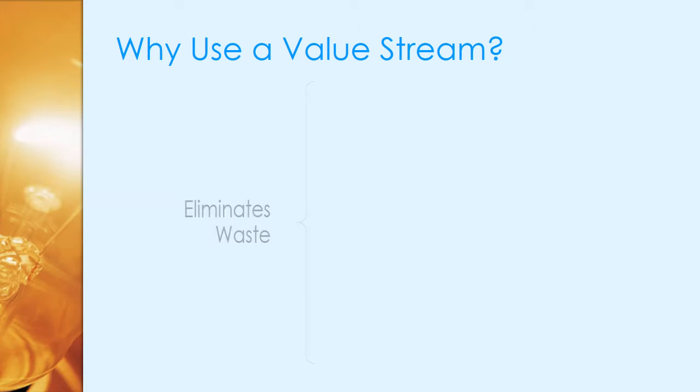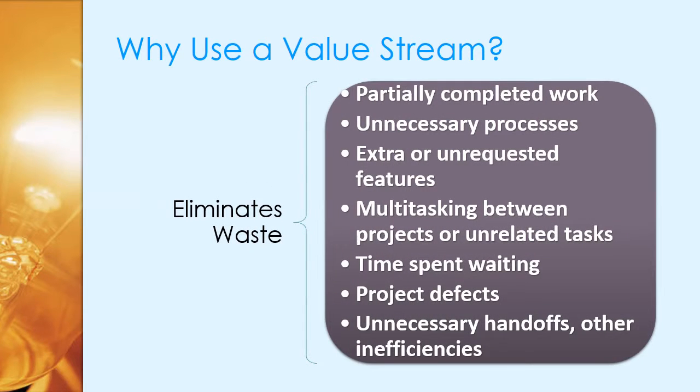Understanding the value stream helps to eliminate several kinds of waste: partially completed work, unnecessary processes, extra or unrequested features, multitasking between projects or unrelated tasks, lag time, project defects, and unnecessary handoffs or other inefficiencies in collaboration efforts.